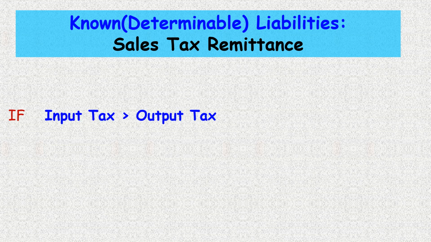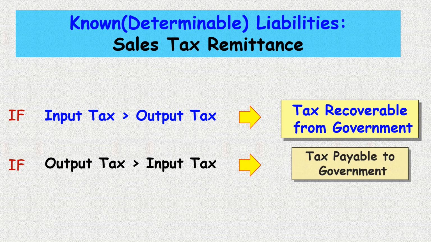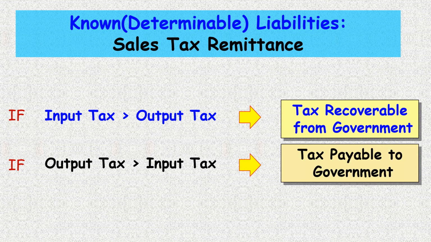So if the input tax is greater than the output tax, that is, the business has paid more taxes on the purchases than it received on the sales, there will be a tax recoverable from the government. On the other hand, if output tax, that is the tax received from the customer, is greater than the input tax, the tax paid on the purchases, then there is a payable to the government. So let's look at XYZ Limited. Does it have a recoverable or a payable to the government?